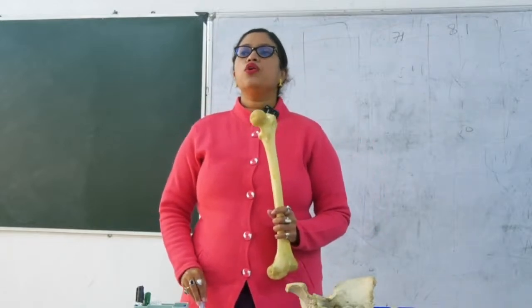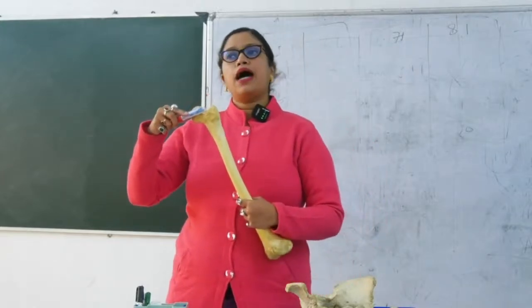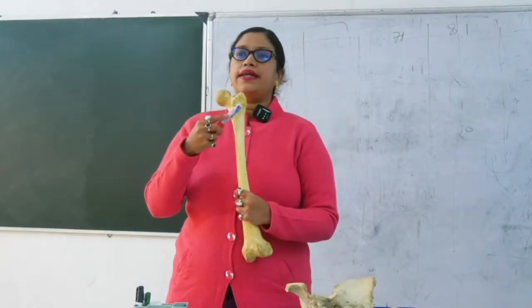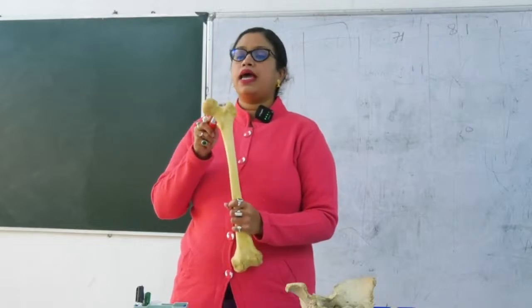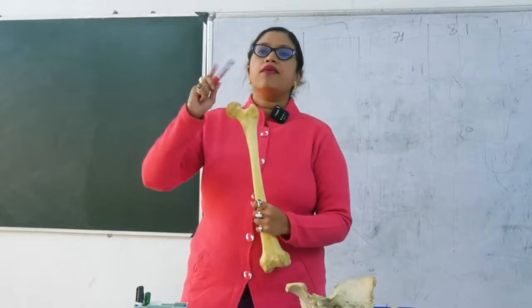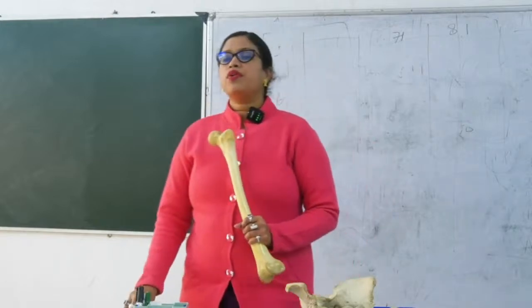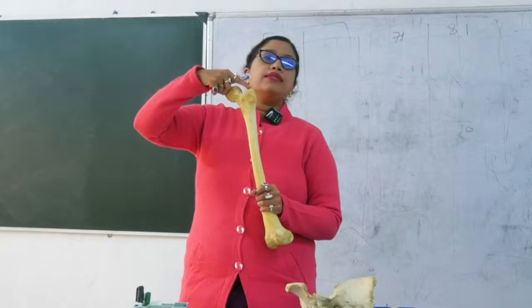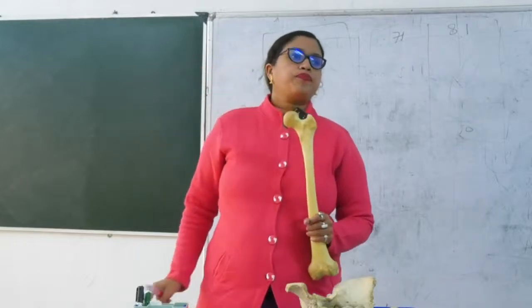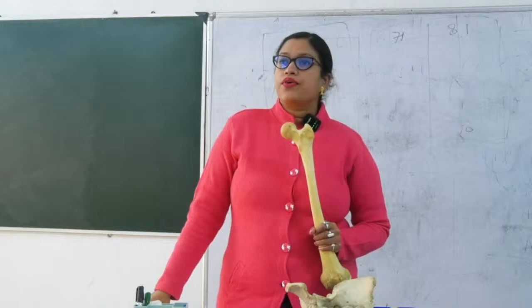So how many borders did we get? One border and 4 surfaces. One border is the upper border. The surfaces are the anterior, posterior, lateral and medial surfaces. Each and everywhere there is an attachment. Just write it down, very important. First one is the upper border. It is also known as the apex of the greater trochanter.